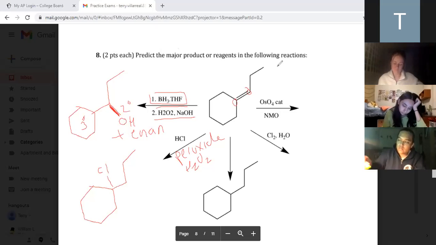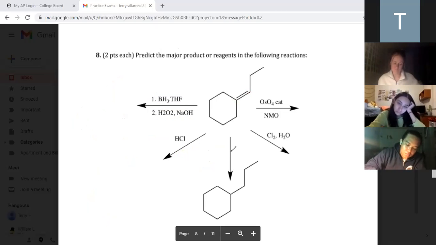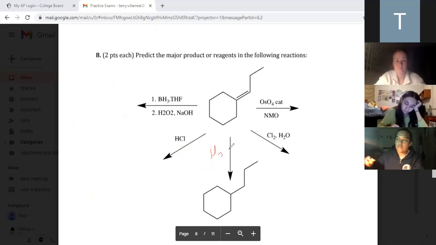Okay, so I'm going to clear this off of here. Okay, going down, we get this product, but what should go over the arrow? H2 and platinum. Yep, we go from alkene to alkane, so H2 and platinum. Tasty, tasty platinum.